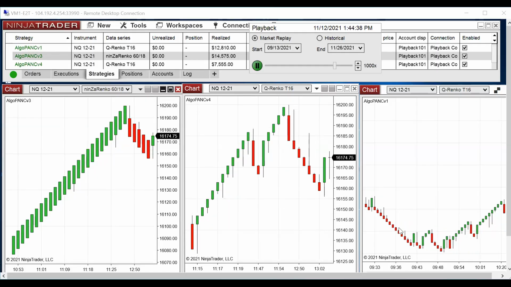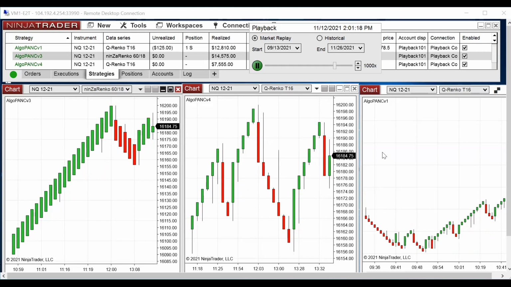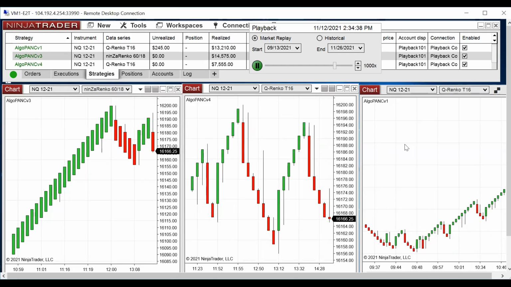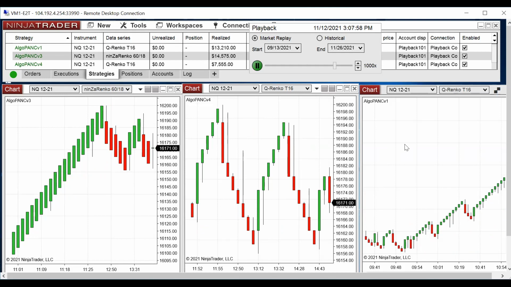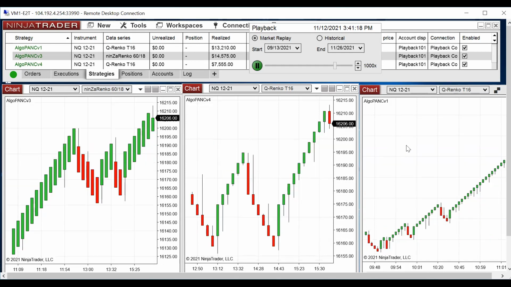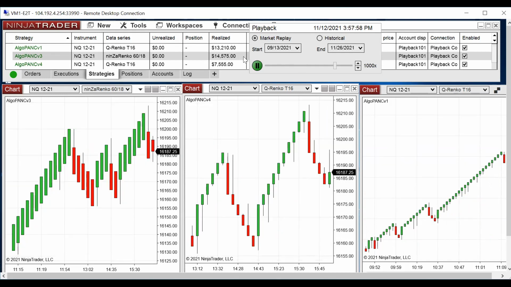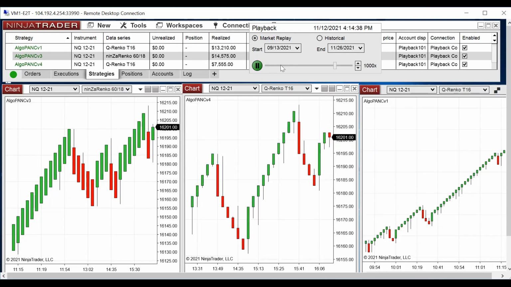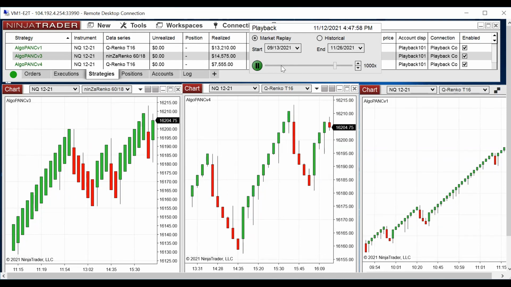Another quick peek into the show here. The strategy is trading now through November 12th, and the equity keeps climbing. So in another 30 minutes I'll finish this here, and I'll wrap up before the end of the replay.